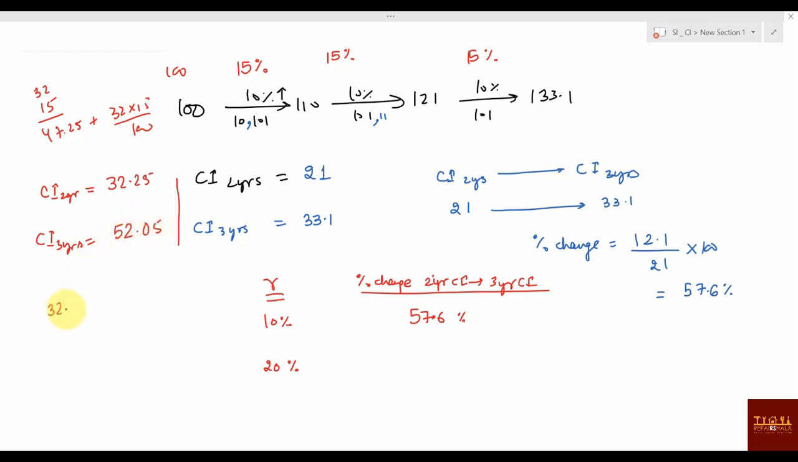Now from 32.25 second year CI, it is becoming 52.05. So subtract now. What you will subtract? How much change is happening? You would say that it is 19.8 change. 19.8 change by 32.25. How much you are getting? I think you will be getting 51 point something. 51.05 percentage. I think it will be 51.